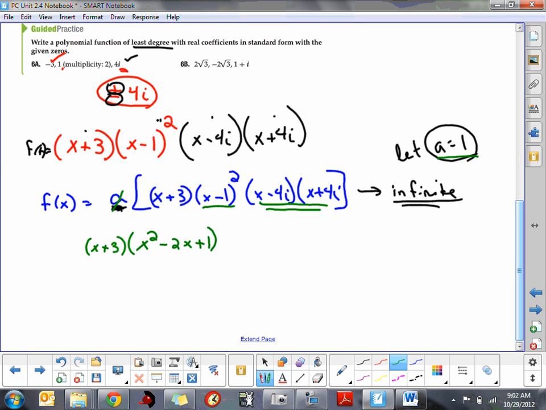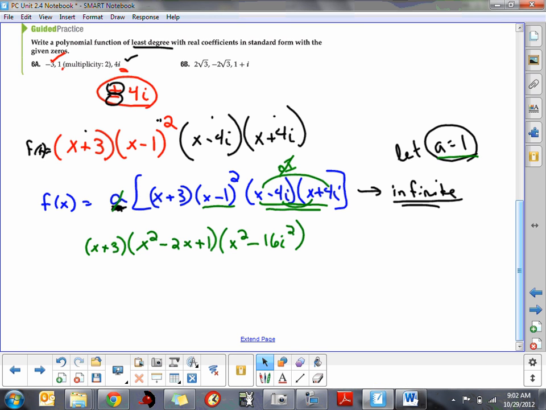Now I'm going to multiply these conjugate factors. So x times x is x squared. We have a positive 4xi and a negative 4xi. The outside and inside terms cancel. So then all we're left with is a negative 16i squared. One of the things we need to remember from unit 0 is i squared is equivalent to a negative 1. So we're going to replace i squared with a negative 1. A negative 1 times a negative 16 becomes plus 16.